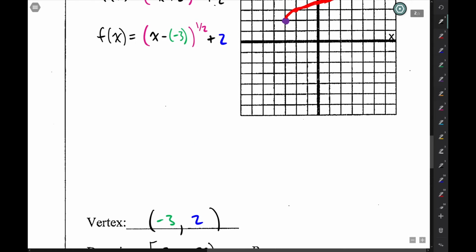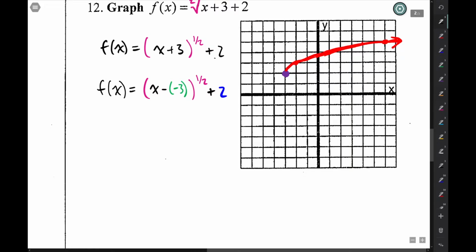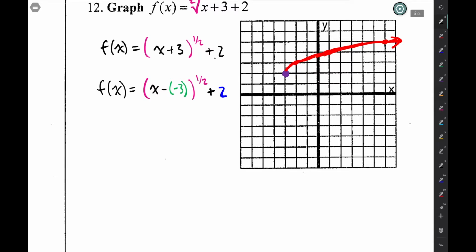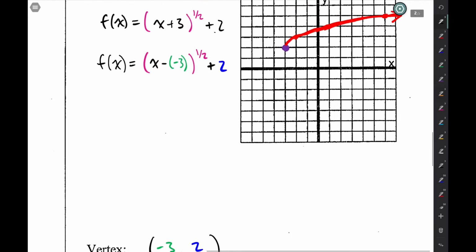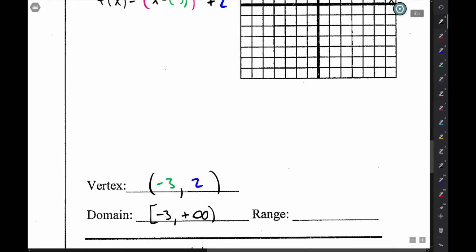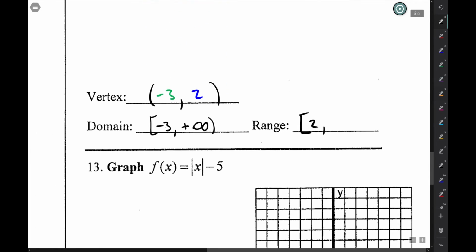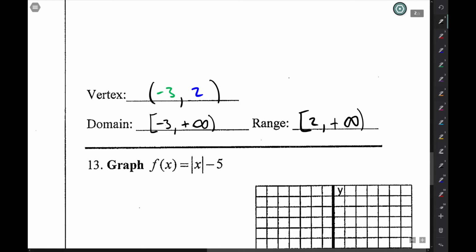All right, now what about the range? Well, how low does this function go? How low does this go? Alright, so, well, it goes as low as positive 2. And then it goes up to positive infinity. Simple as that.